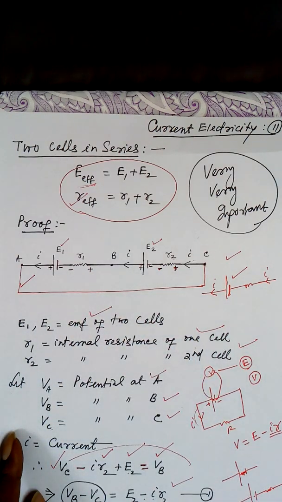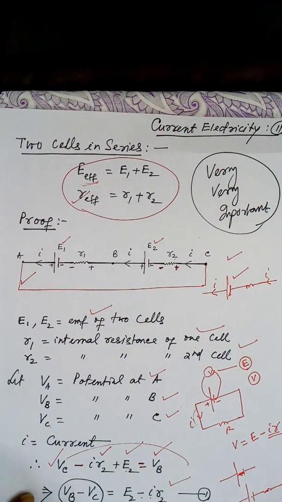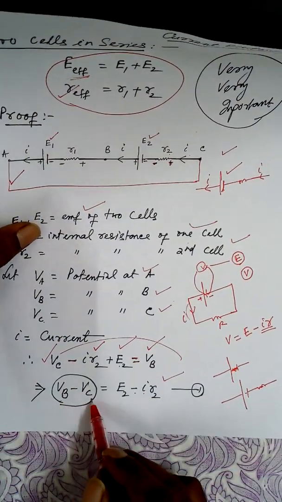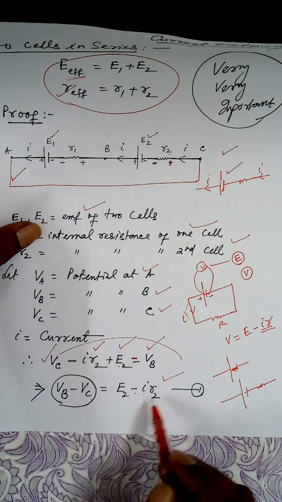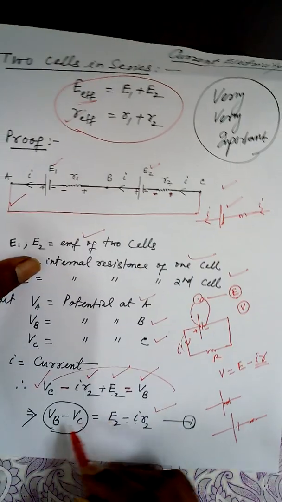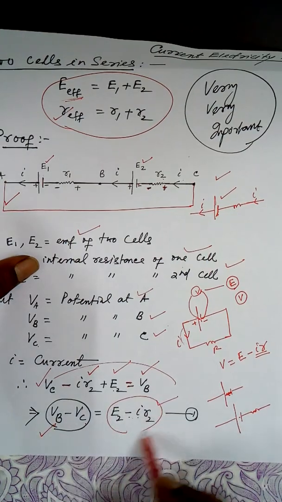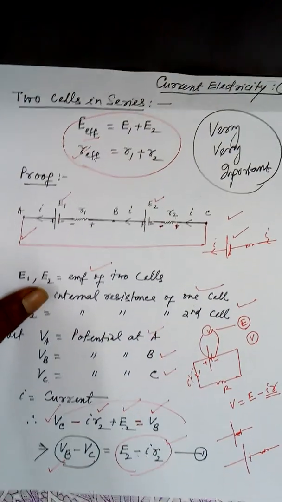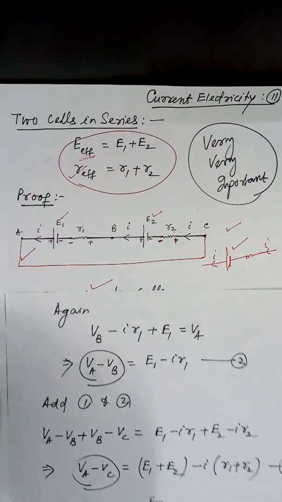That is the principle you should follow. Now, going from C to B, VB minus VC is equal to E2 minus IR. Means between this and this, the potential difference is this, right? Let us go from B to A.